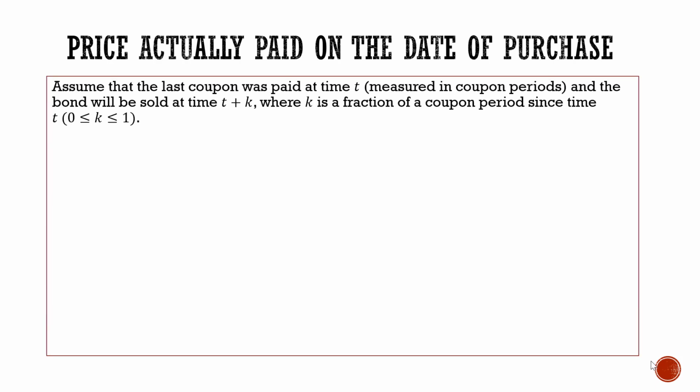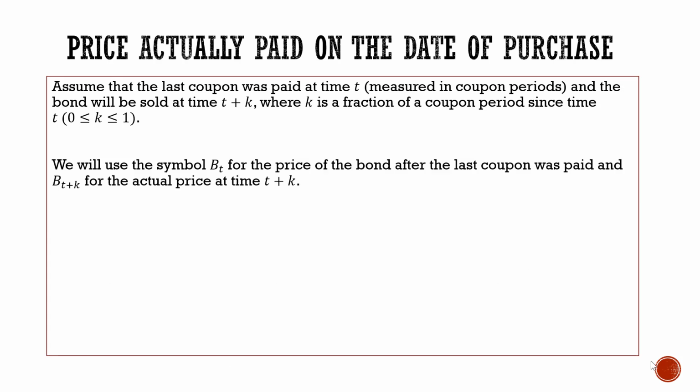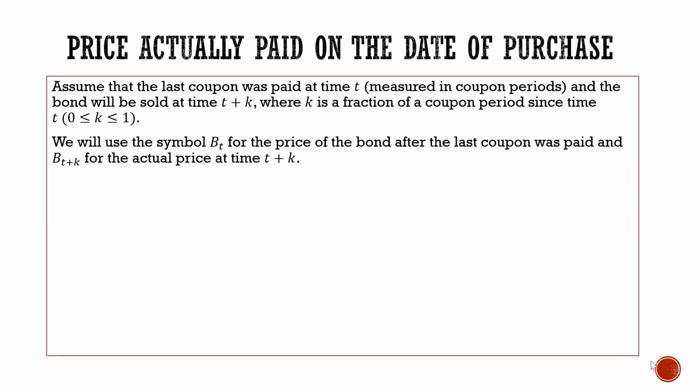Assume that the last coupon was paid at time t, measured in coupon periods, and the bond will be sold at time t plus k, where k is a fraction of a coupon period. Here k is between 0 and 1. K can be either 1/2, 1/3, 2/3, 4/5, any fraction between 0 and 1. We will use the symbol Bt for the price of a bond after the last coupon was paid, and Bt+k for the actual price at time t plus k.